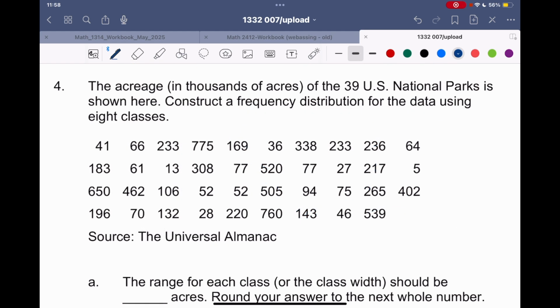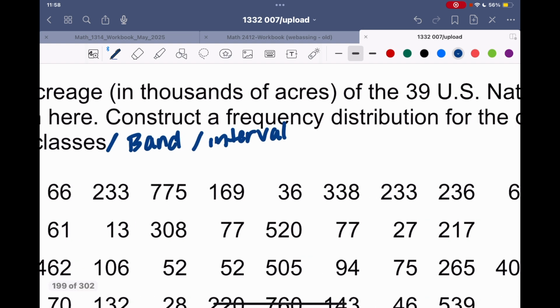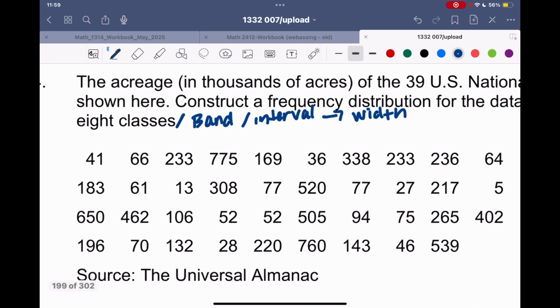The thousands of acres of 39 U.S. national parks is shown here. Construct a frequency distribution for the data using 8 classes. So we also call classes a band. We call them an interval. And then from there, we create a width. I'll talk about that in a second.